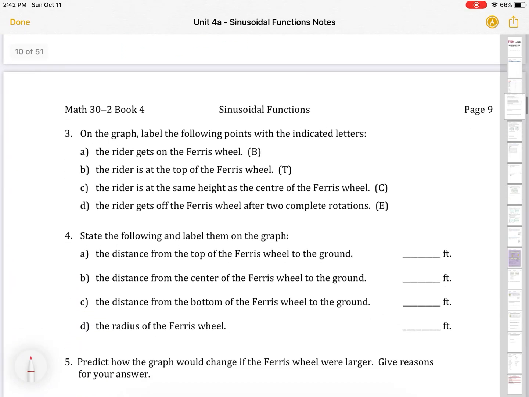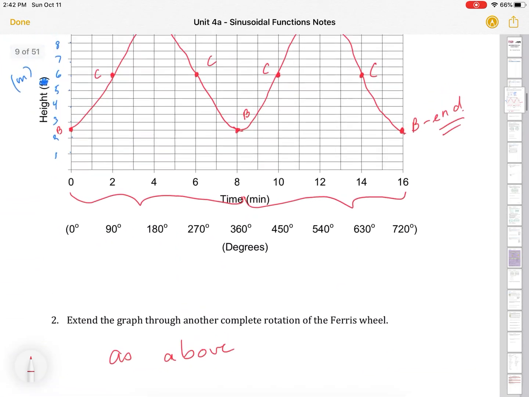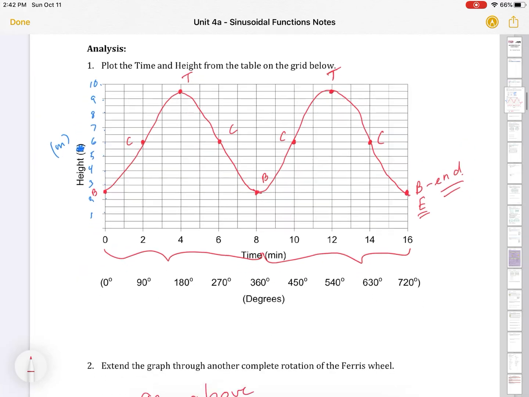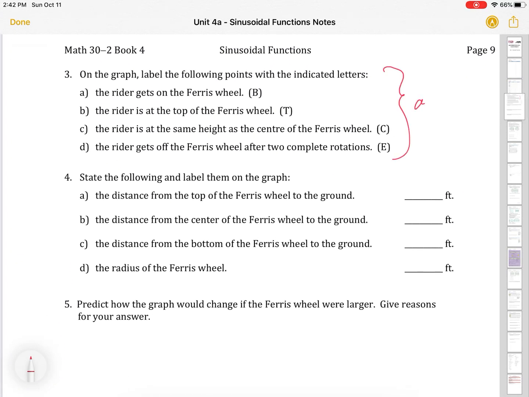Okay, now on the graph, I've kind of done this. The rider gets on the Ferris wheel. That's at the bottom, right? The next point says at the top of the Ferris wheel. That's where we've labeled our T's. Then we have the rider is at the same height as the center, so that's where those C's are. And the rider gets off at the end. Okay, so we can also call that E. So I've done basically 3 when I graphed it as well, as above, right? It's easier than scrolling back and forth.